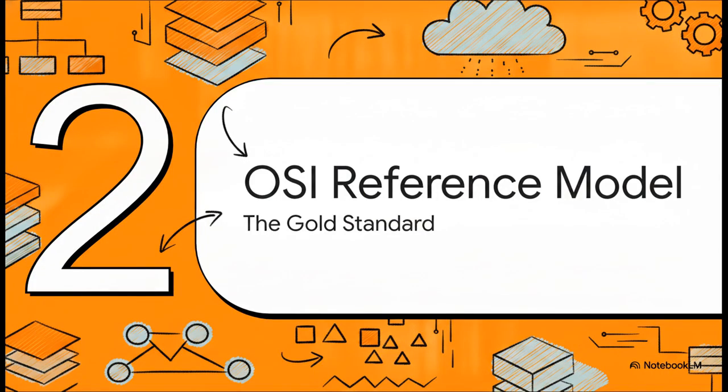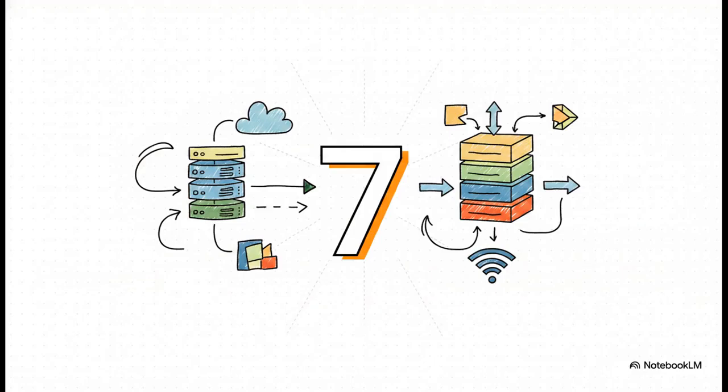Moving on to Section 2, the OSI reference model. This is the most famous conceptual guide in all of IT. Honestly, it's the absolute gold standard for understanding network theory. Now, if you are preparing for your CCNA or any technical interview, you need to literally burn this number into your memory. 7. There are exactly 7 distinct layers in the OSI model.